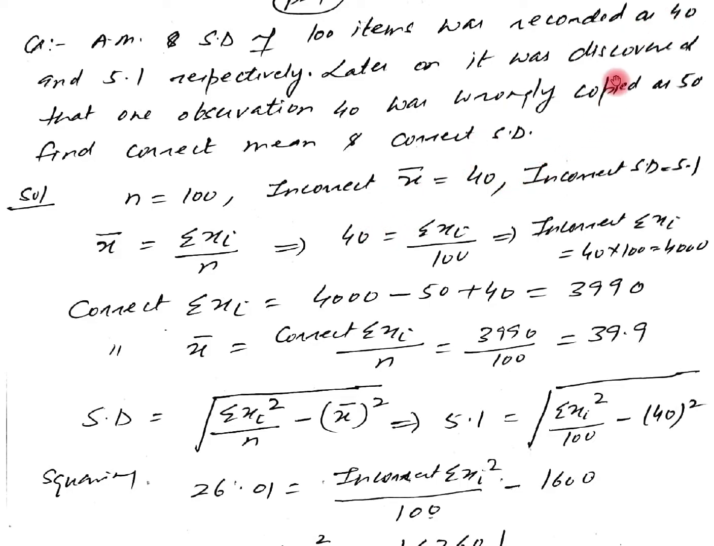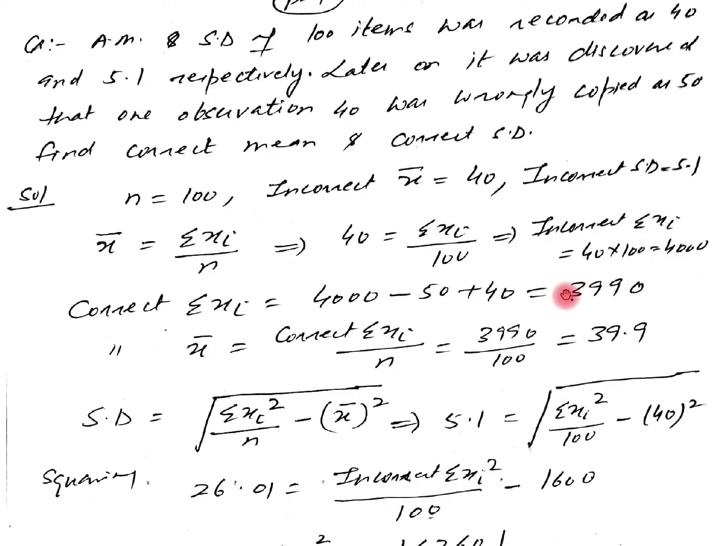Incorrect mean and incorrect standard deviation. Now we have to find the correct mean and the correct standard deviation. In this type of question, we always have to use the result of ungrouped data. We know x bar equals sigma xi upon n. Putting the value of x bar and the value of n, and cross multiplying, we get sigma xi equal to 4000. As the mean is incorrect, this sigma xi is also incorrect.